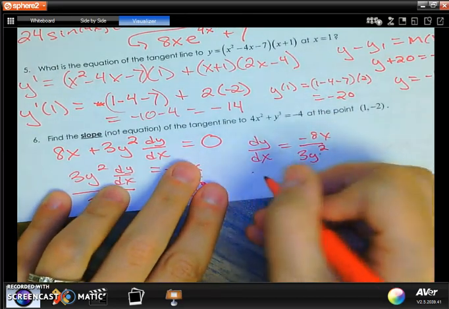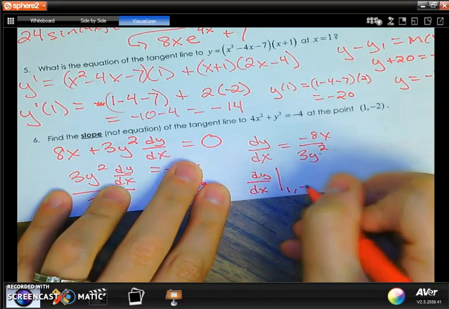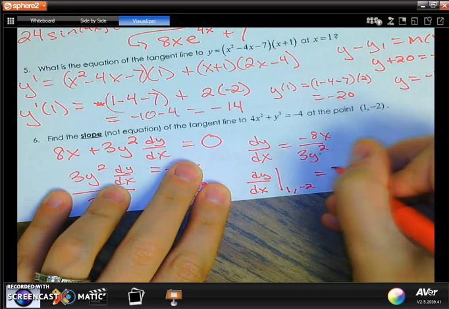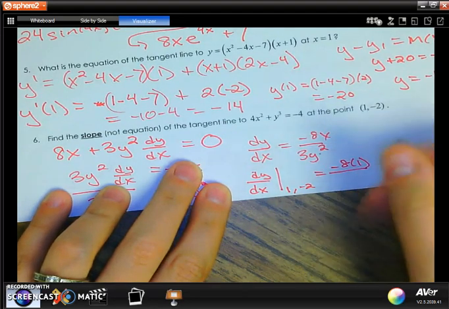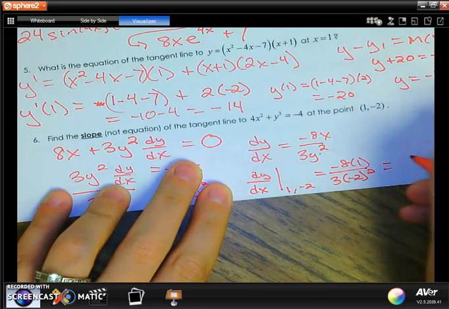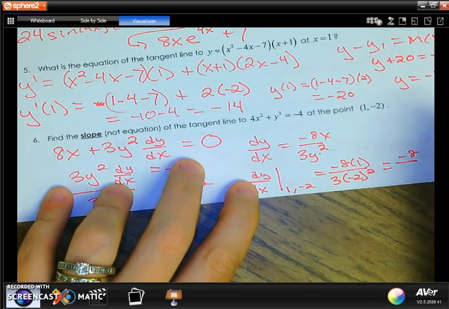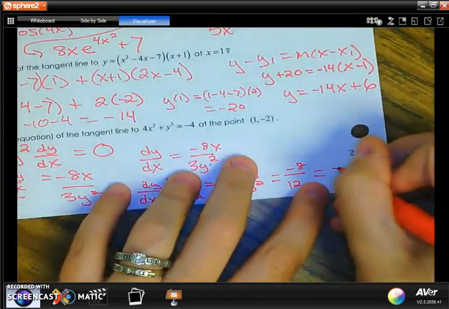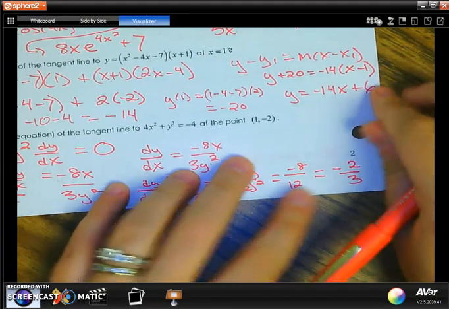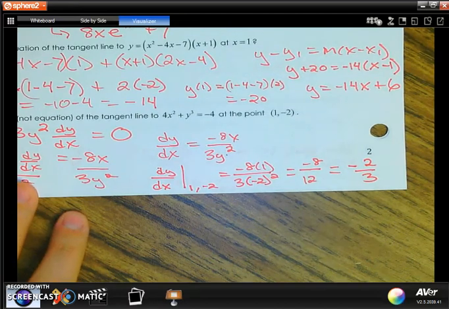To show that, you can just say dy/dx evaluated at (1, -2). So if I plug in 1 for x and plug in a negative 2 for the y value, that gives me negative 8 over, 4 times 3 is 12. And so my final answer there would be negative 2/3. Okay, and there's the end of that page.